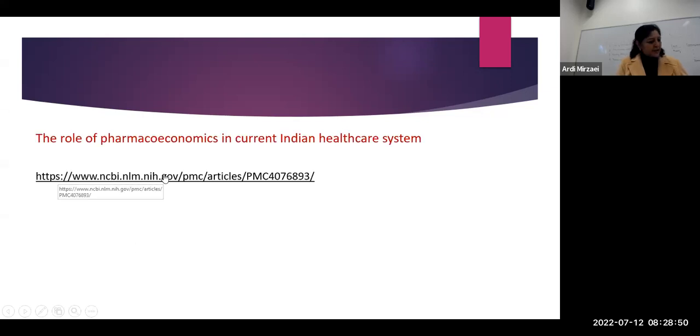There is a publication, an article on the role of pharmacoeconomics in the Indian healthcare system. You can take a photograph of this and go through this article also.